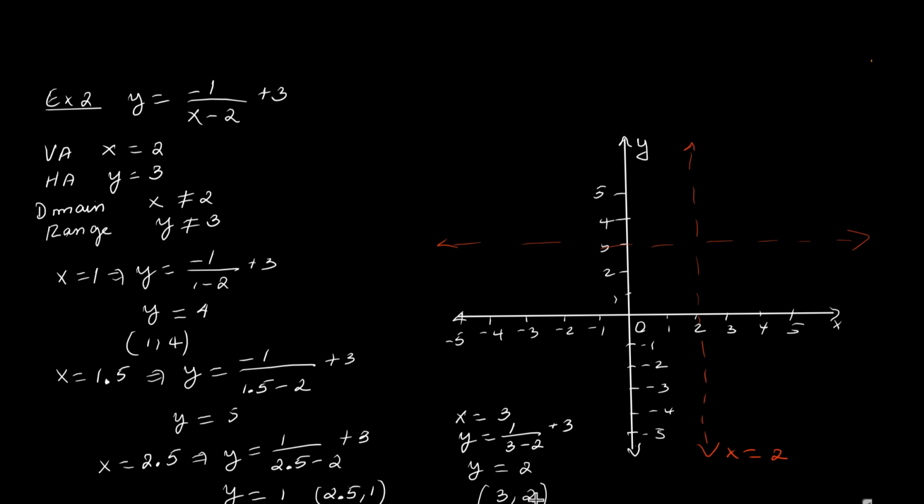Now plot the points. Start with the first point to the left of the asymptote, 1, 4. Then plot the second point to the left, 1.5, 5. Next, move to the right of the asymptote and plot the point 2.5, 1. Then plot the point 3, 2.